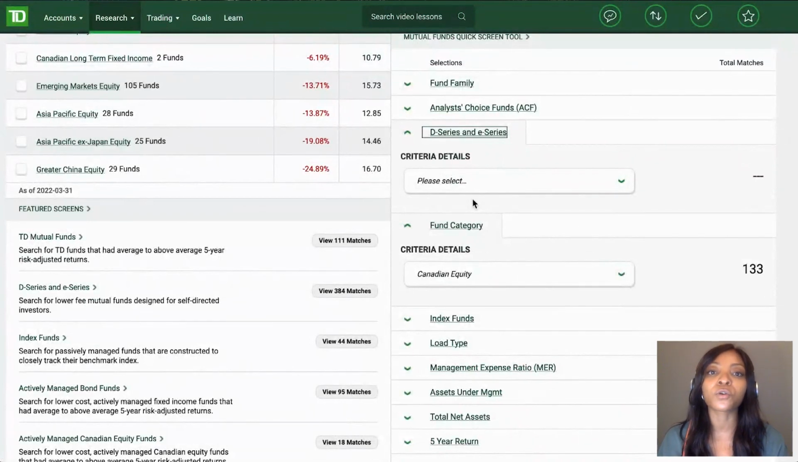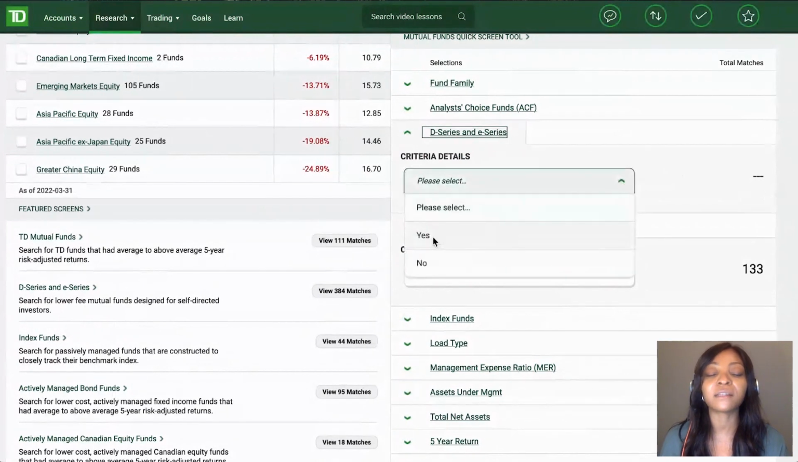The E series funds are also low maintenance funds, and they are created to track certain indices. So there's also a lot of low maintenance there. They tend to have a lower management expense ratio. So an investor could say, okay, I want to just look at D and E series funds.